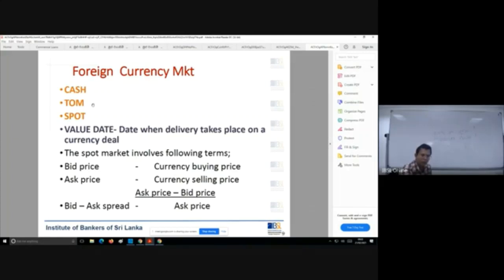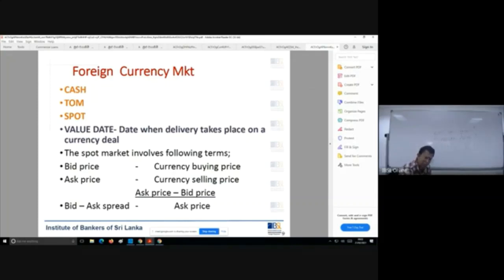Cash means today, Tom means tomorrow, spot means day after tomorrow. Anything after spot, we call it forward. It's not available in your tube, right? Write it down here with space. Anything after spot means forward.